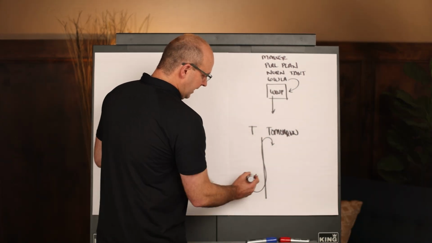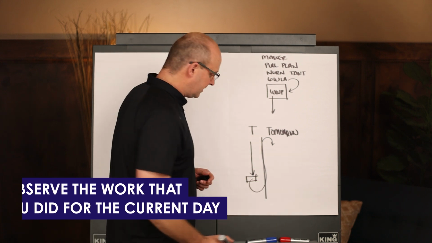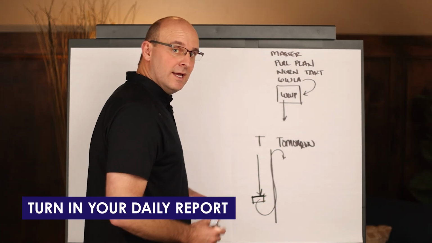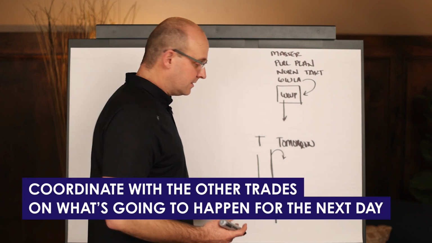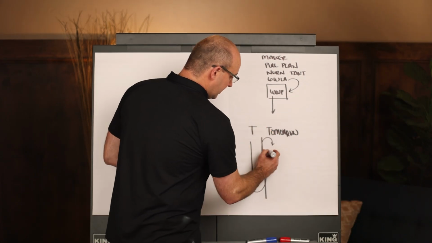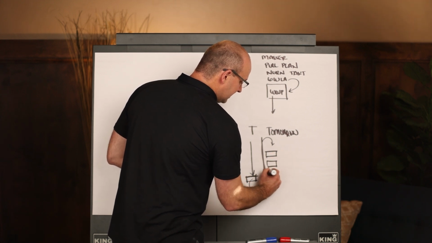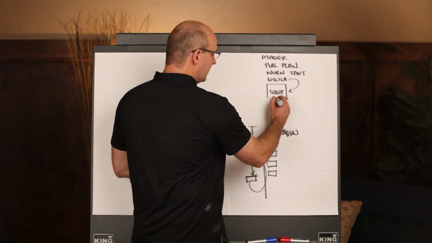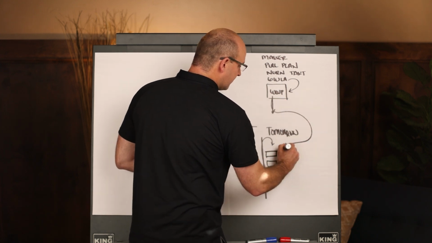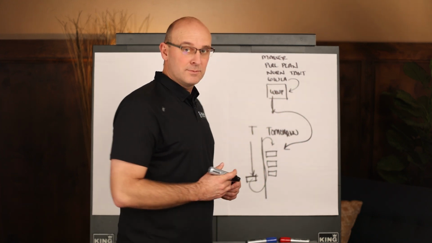This is today. And what you're going to do is observe the work that you did for the current day, turn in your daily report, then coordinate with the other trades on what's going to happen for the next day. And the target items for the things that need to be coordinated and that need to take place for the next day will, yep, you guessed it, come from the weekly work plan. So that weekly work plan is crucial for the day planning process.